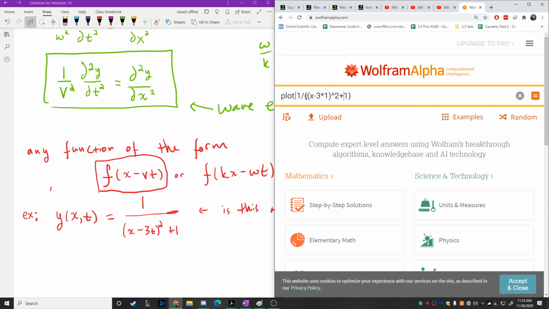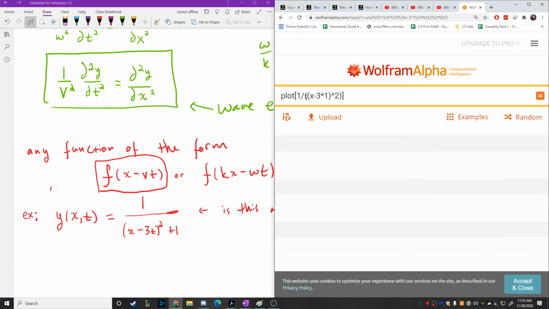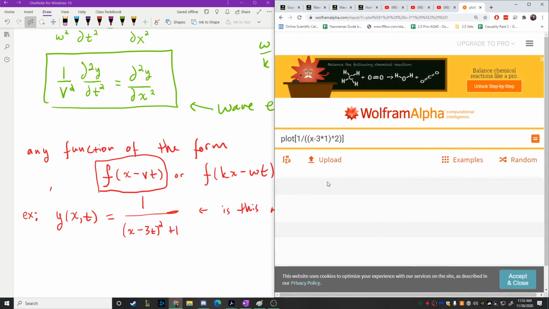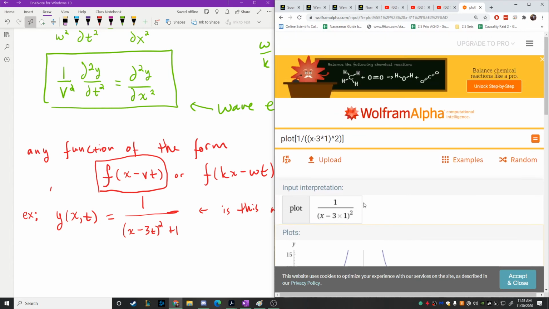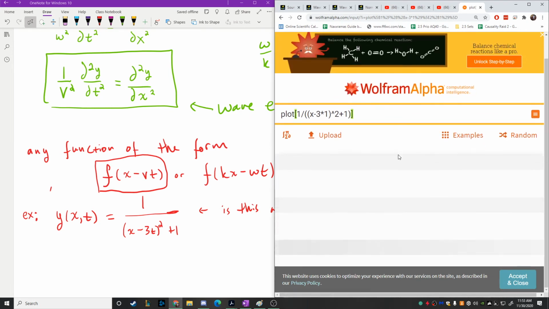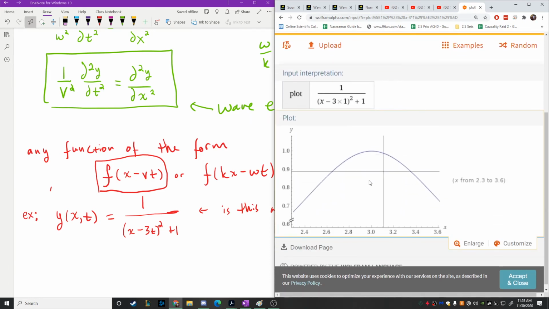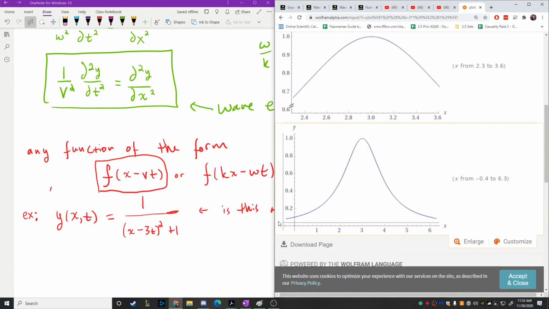I'll show you what happens if we don't add 1 first. Here. Let me show you what happens when we don't put a 1 in there. You're going to get a pole or singularity, and it'll go off the screen. But if we add a 1 in the denominator, we'll get a pulse. See, we got this little pulse right here. That looks even better. That kind of looks like a pulse of a wave, right?